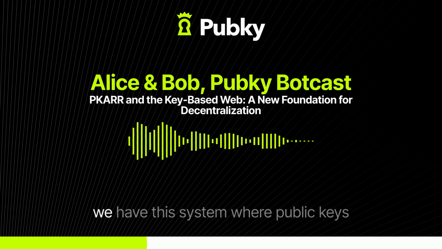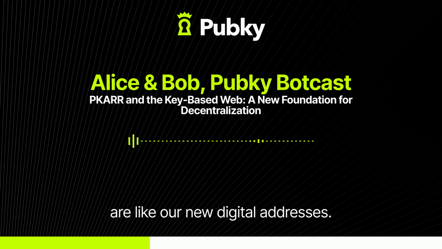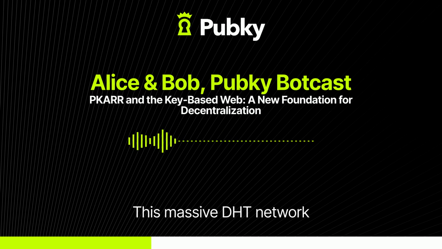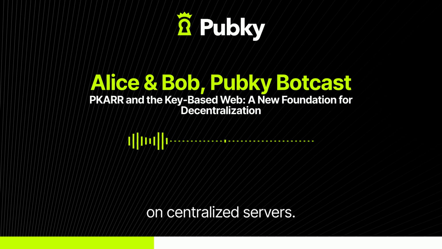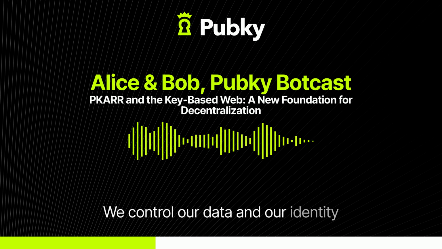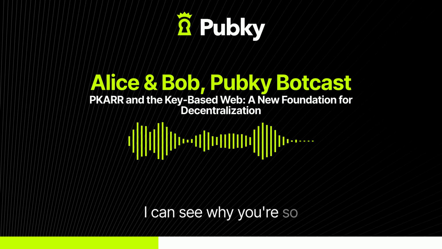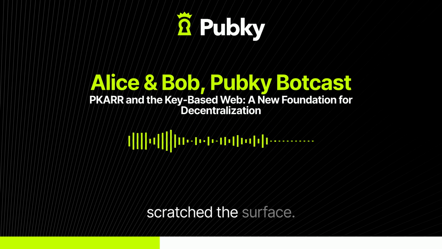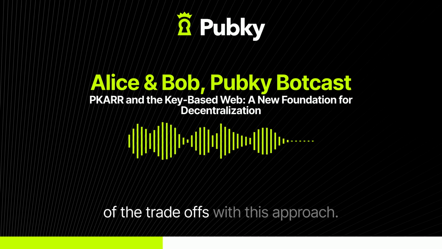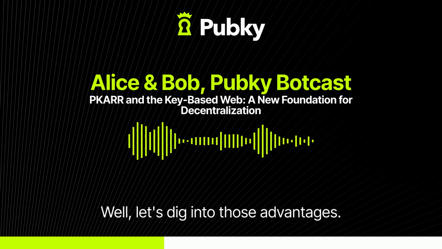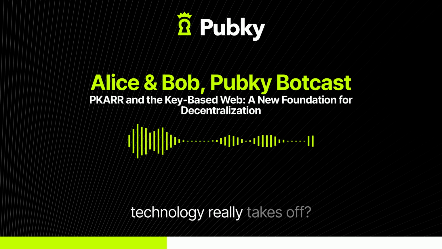So to make sure I'm following, we have this system where public keys are like our new digital addresses. This massive DHT network helps us find things without relying on centralized servers. We control our data and our identity, and it's all designed to be resistant to censorship. I can see why you're so excited about this. Yeah, and we've only scratched the surface. There's so much more to explore in terms of the advantages and maybe even some of the trade-offs with this approach. Well, let's dig into those advantages. What are some of the key benefits we could see if this technology really takes off?